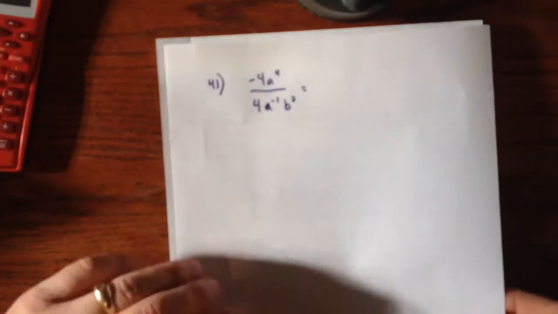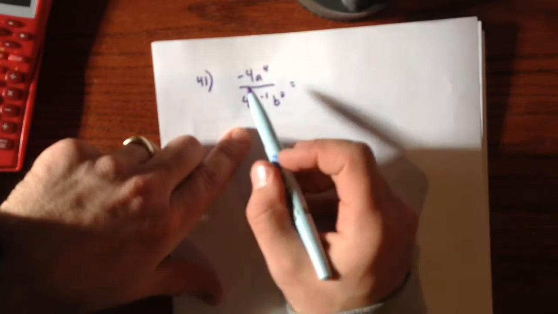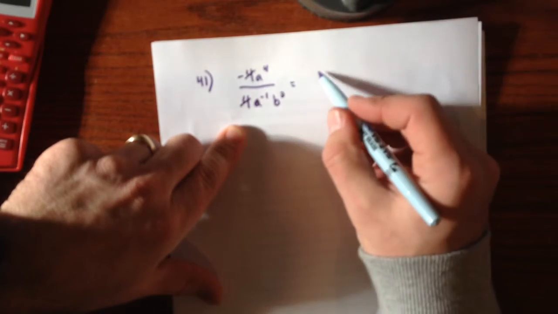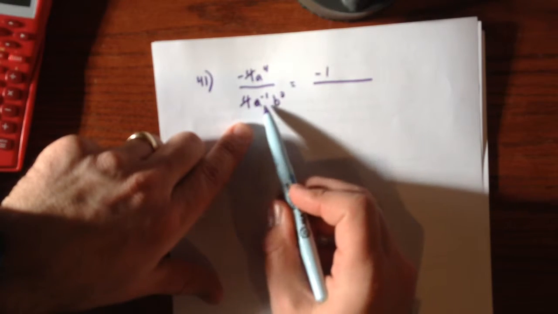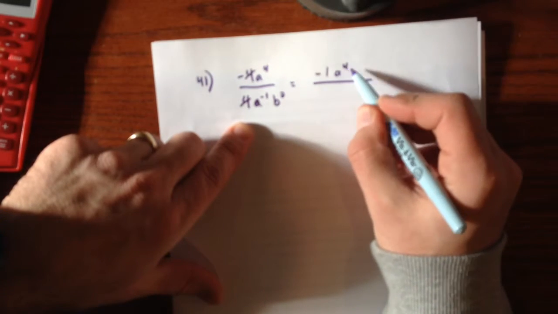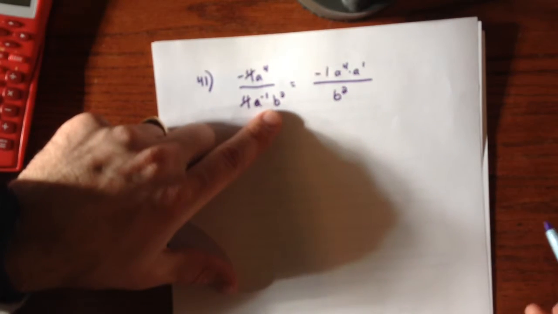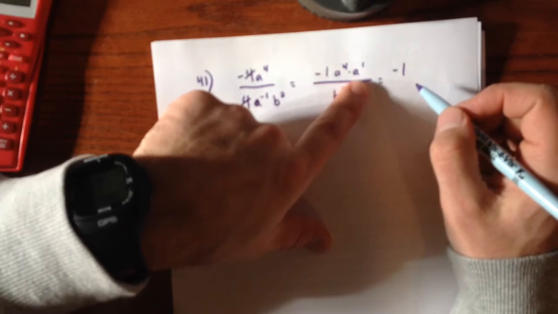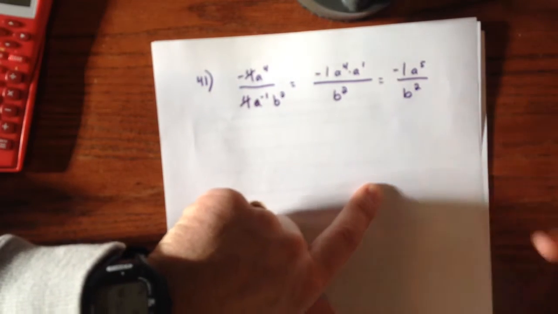Okay, 41. Just going to redo this one for you. So here we go. So negative 4 divided by 4 is just negative 1. Now you could put another 1 there, but it's not really needed. And then a to the negative 1st, since it's on the bottom, it's going to go up to the top. So it's going to join the a to the 4th. And the only thing that's left on the bottom is b squared. Okay, from there, I have negative 1, a to the 4th times a to the 1st. I have 5 a's altogether over b squared.